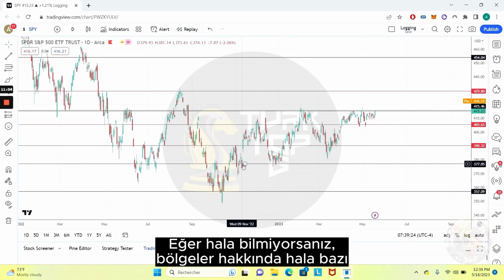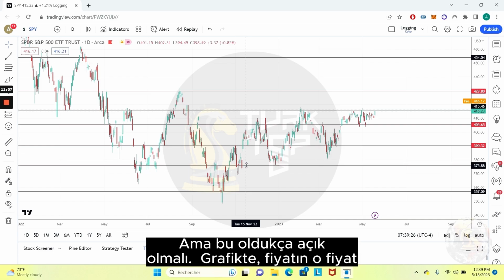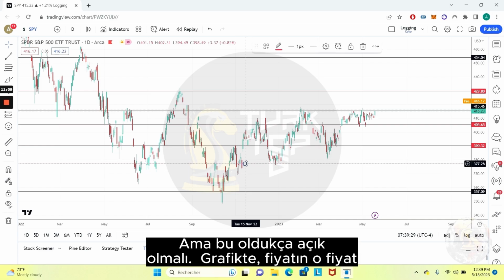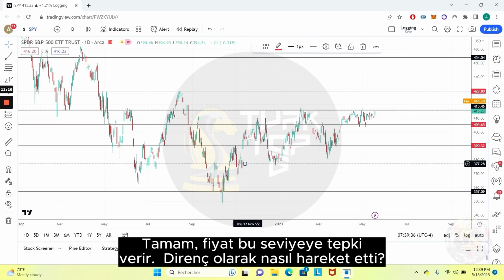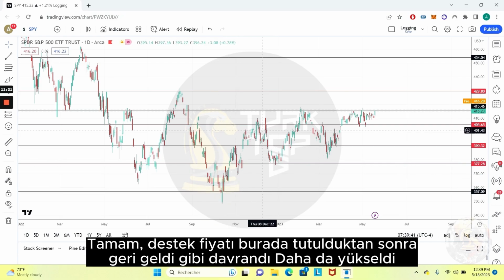If you guys still have some confusion on what zones are, feel free to ask me, but that should be pretty clear. It's a level on the chart where price has sensitivity, where price reacts to that price level, okay? Price reacts to this level. How? Acted as resistance, okay? Acted as support. Price came back. Once it held here, it went higher.